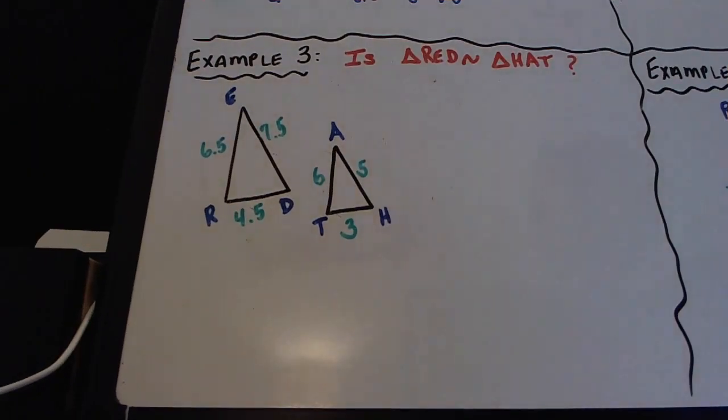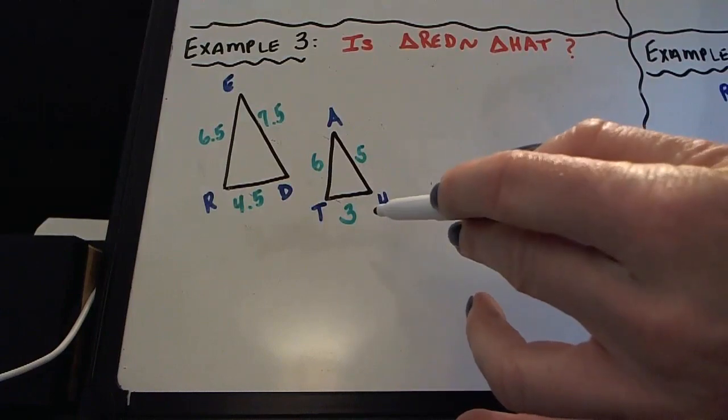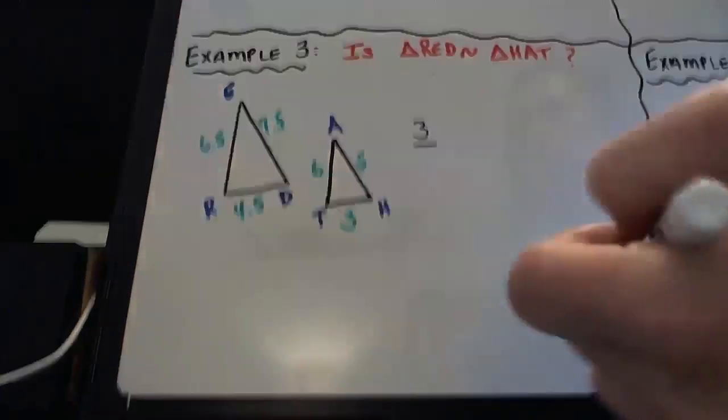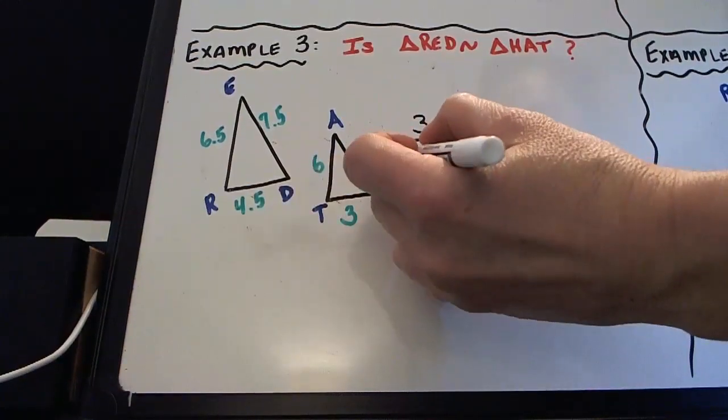Next example we are looking at, we want to determine, is triangle RED similar to triangle HAT? What we have to do is take a look at the smallest set of sides. I'm going to set up the ratio here, starting with the small one right here, which is 3. So 3 is to, on this triangle, it would be 4.5.